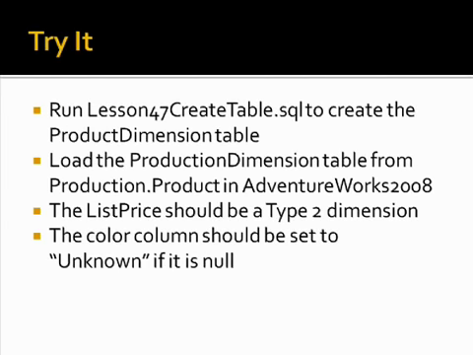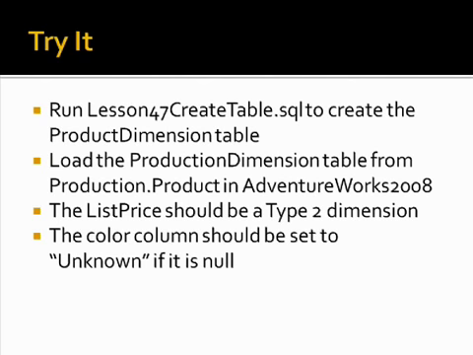So now that we have the core information about what this wizard can do, let's try it. To do this lesson, you'll need to first create a table called product dimension table. This is done through Lesson47 createtable.sql, which you can download from the ROCS website. After that, you want to load this product dimension table from the production.product table, which can be found in the AdventureWorks 2008 database. The list price column should be a type 2 dimension column. The other columns should be type 1.